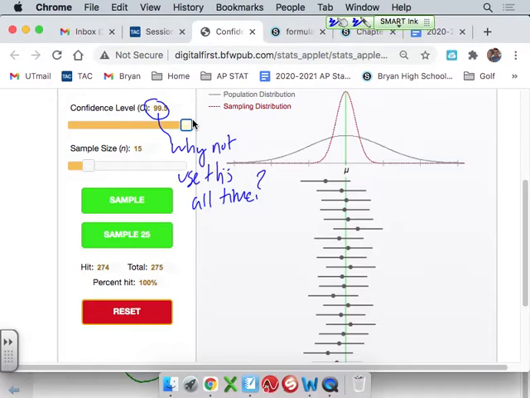Yes, I know that's not grammatically correct. Okay, so why would we not use this all the time? So let me tell you that, like the weather.